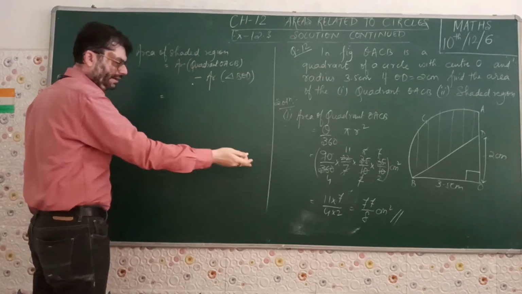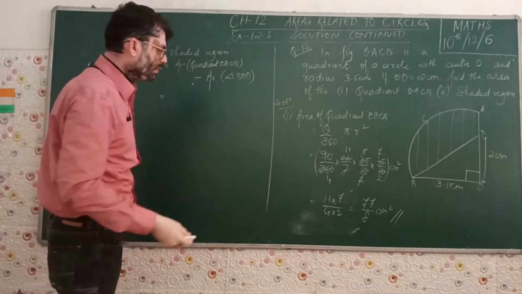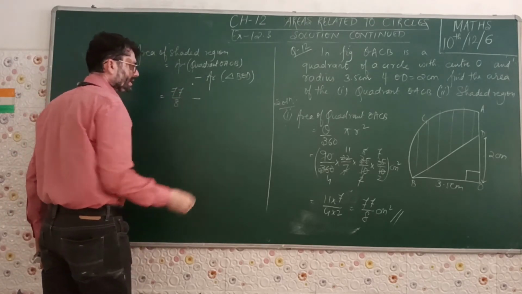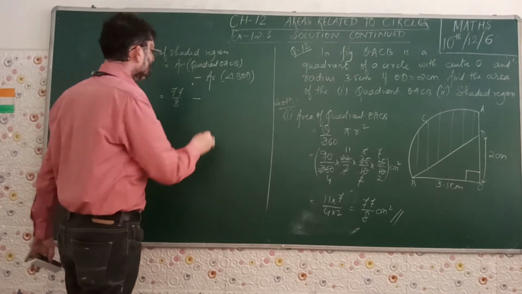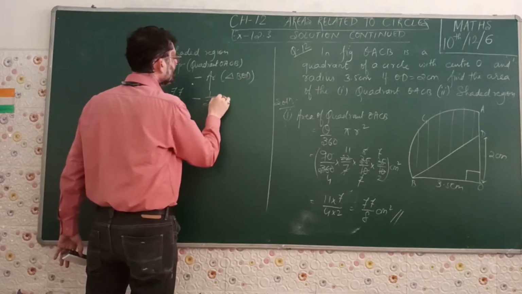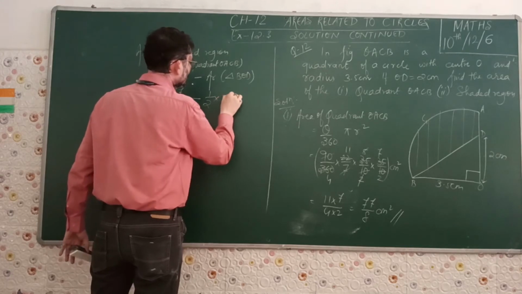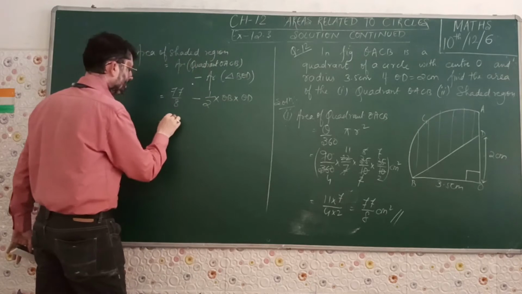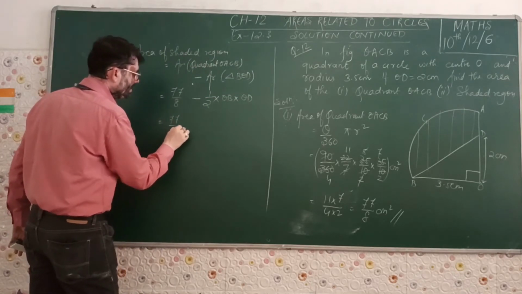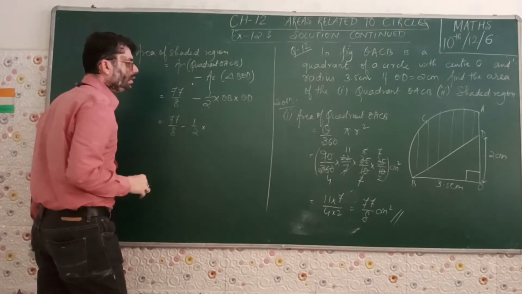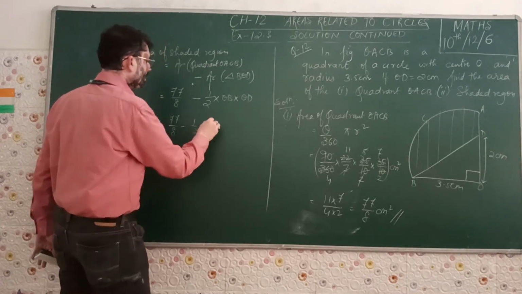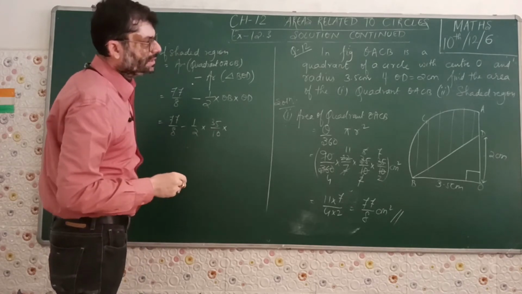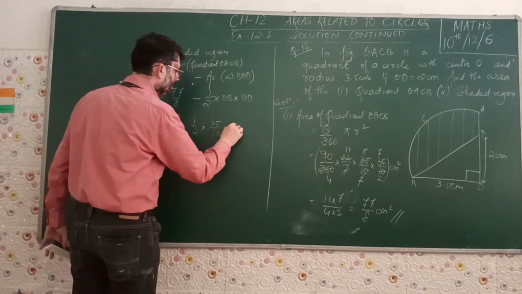Area of the quadrant we have calculated, so no need to calculate once again. This is 77 by 8 minus the area of the triangle, which is always given by the formula half into base into height. So this is half. Here the base is OB and the height is OD. So this is 77 by 8 minus half into OB, which is 3.5, calculated as 35 by 10, and OD is 2. So we can write here 2.